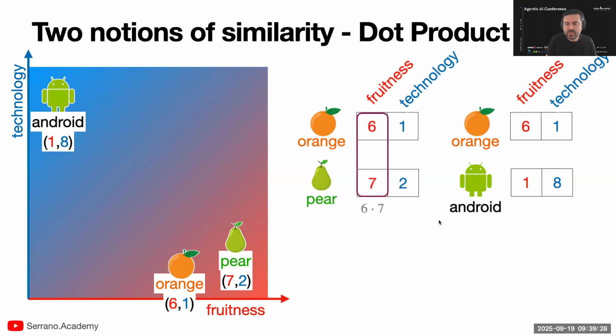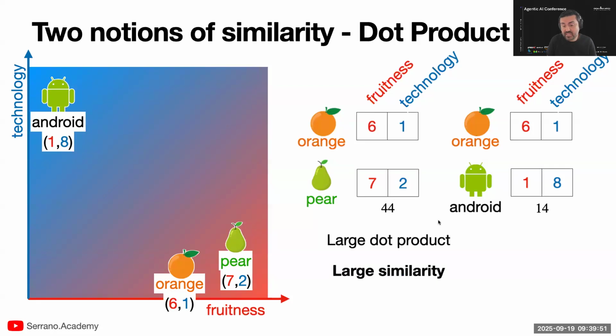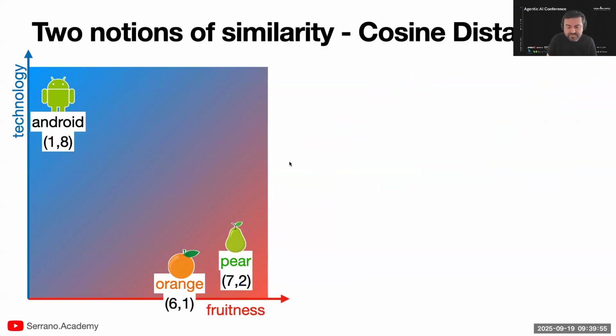When I do the dot product, I just multiply the first number, then the second number, and I add them. And I do the same thing here, and I add them. So I get a big number when the big numbers are in the same positions, and a small number when the big numbers are not in the same position. Large dot product, large similarity; small dot product, small similarity. Okay, so that's dot product.